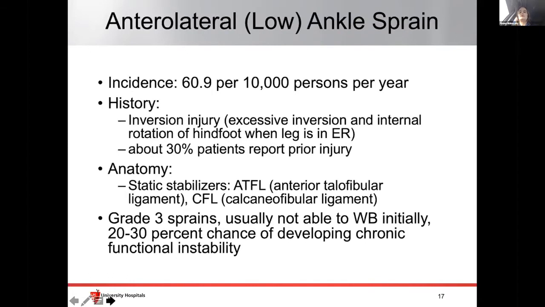So going on to some of the most common things that you'll see is the ankle sprain. The low ankle sprain is a very common injury. It's number one, so you'll definitely see it. It's an inversion injury generally involving the anterior talofibular ligament. Grade 3 sprains can be quite devastating. Up to 20 to 30% of patients might have chronic problems or instability from a grade 3 or complete tear. And so ankle sprains are not benign.